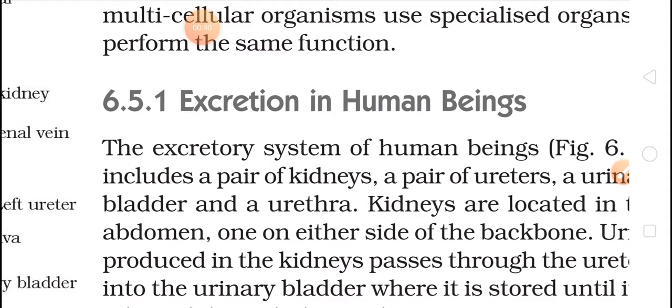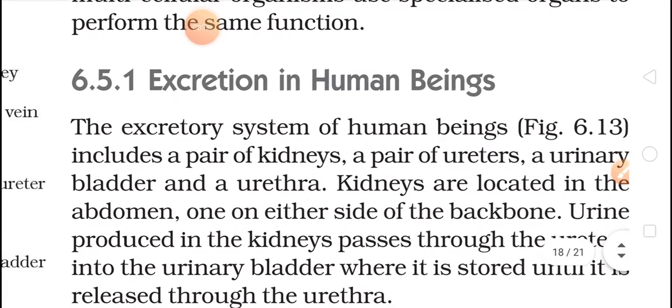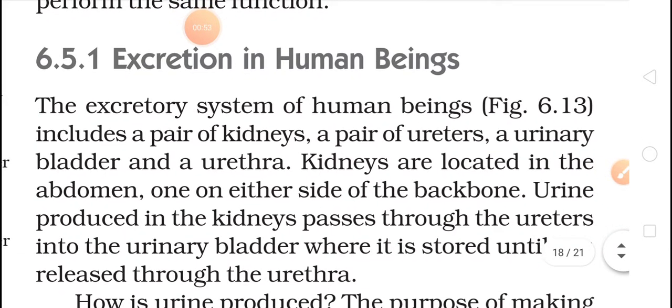Okay, so let's continue. The excretory system of human beings includes a pair of kidneys, a pair of ureters, a urinary bladder and urethra. Okay, so this we have done. I'll just go quickly. Okay, so this is the revision. So what we have: a pair of kidneys, a pair of ureters, a urinary bladder and urethra.